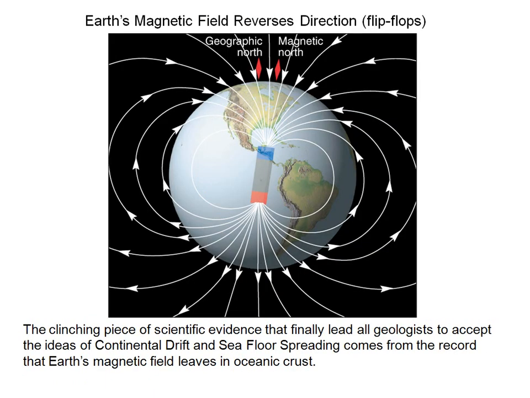The clinching piece of scientific evidence that finally led all geologists to accept the ideas of continental drift and seafloor spreading comes from the record that Earth's magnetic field leaves in oceanic crust.